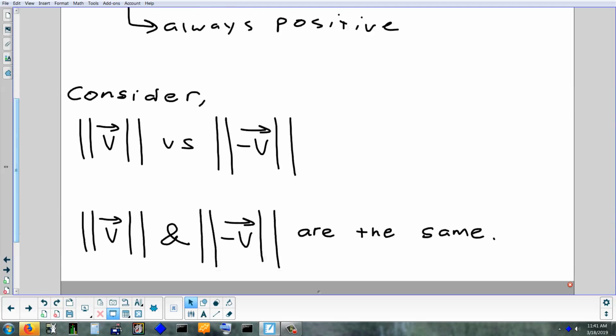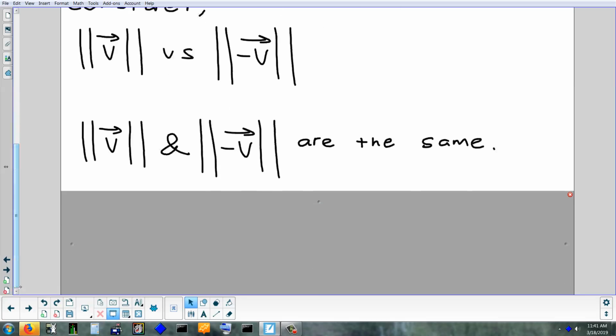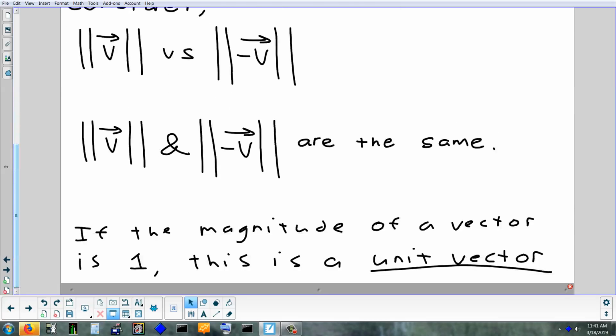What is different about them is the direction they point. But magnitude doesn't really take into account direction. It just takes into account how long something is, not which way it points. So something special that can happen, and we've talked about this word before when we did unit circle trig, is the idea of unit meaning 1. Unit means the number 1. So if you get a vector that comes out to exactly 1 unit long, that is called a unit vector.